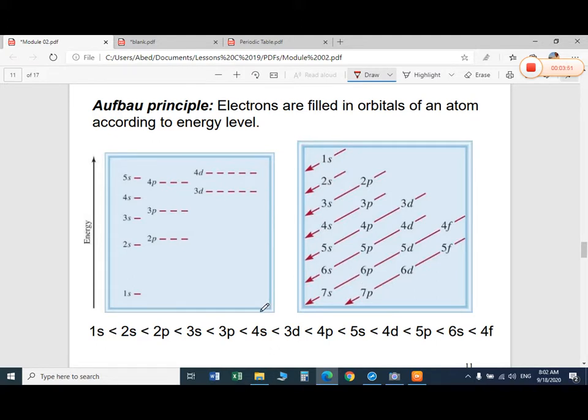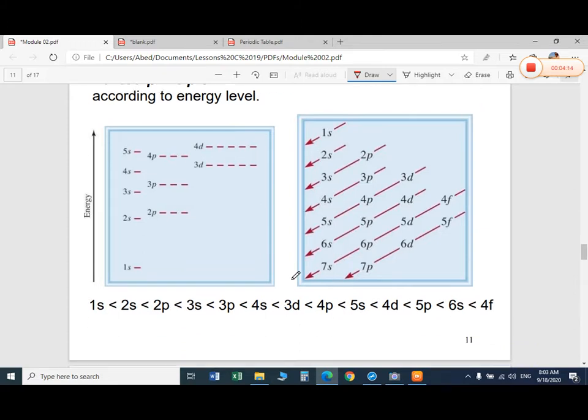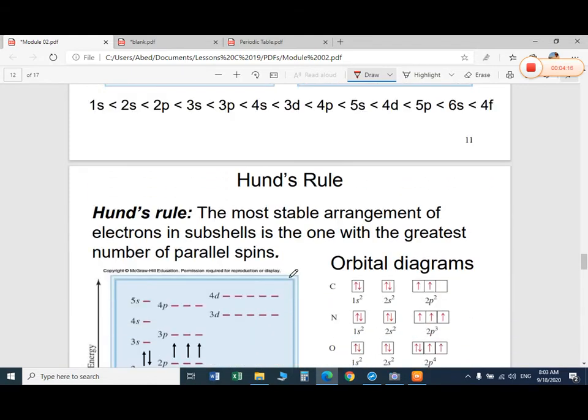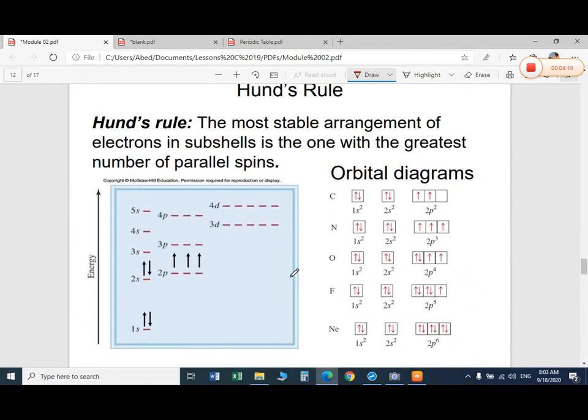So you have to draw this diagram to write this electronic configuration, or you memorize both ways, whatever is easy for you. And for me, I will tell you that you learn how to draw this diagram first, so you can write this long electronic configuration easily. Memorizing might cause mistakes. So rule number 2 is Hund's rule.